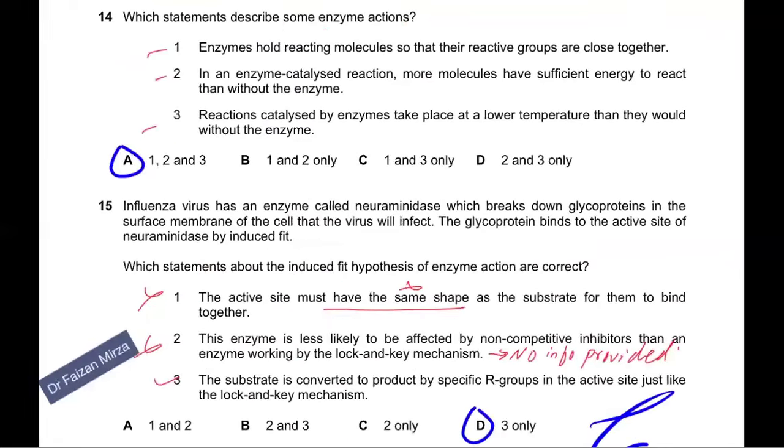Which statement describes some of the enzyme action? Enzymes hold reacting molecules so that their reactive groups are close together. Yes, that's how the reaction proceeds. That's how the catalysis will proceed. In an enzyme catalyzed reaction, more molecules have sufficient energy to react than without the enzyme. Yes, that's how the activation energy is lowered. That's why more reactants proceed to produce products. Reactions catalyzed by enzymes take place at a lower temperature than they would without the enzyme. Yes, that's possible because the activation energy has been lowered. So all three options are correct, 1, 2, and 3.